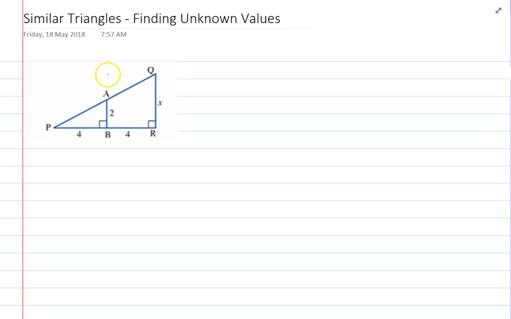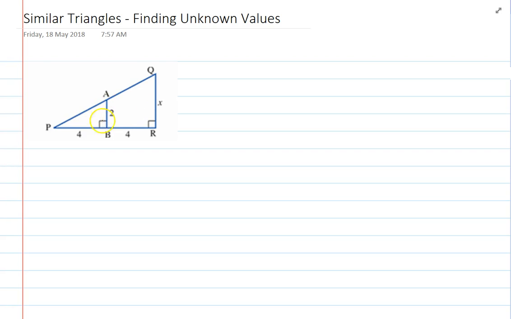So often a question with similar triangles will say, the following triangles are similar, find the value of the unknown. So the question already tells you they're similar, so there's no need to prove it. By telling you that it's similar, you know that the ratios will be equal. So that's the trick with this.